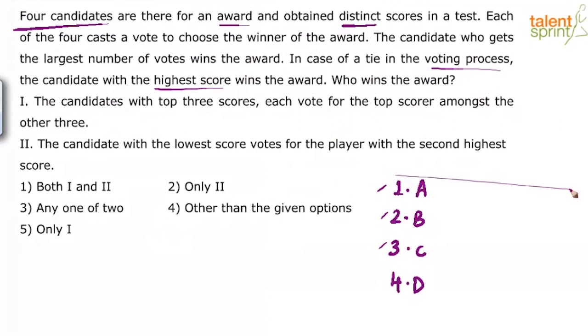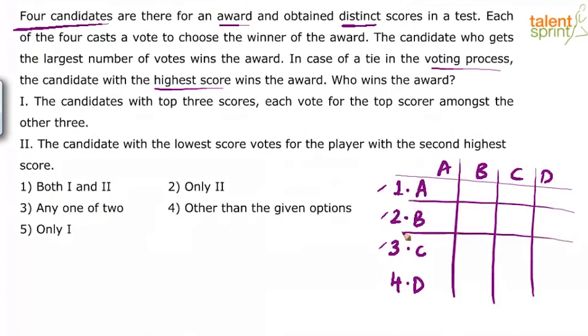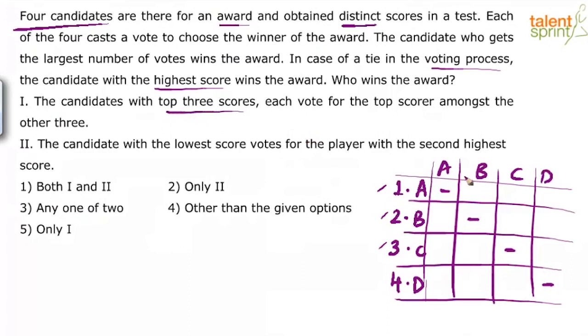So let's find out who gives a vote to whom. You don't have to do all this drama in the exam. I'm just trying to explain it in detail. Of course, A cannot give a vote to A, B cannot vote for B. One cannot vote for oneself. The candidates with the top 3 scores are A, B, and C. Each of them will vote for the top scorer amongst the other 3.